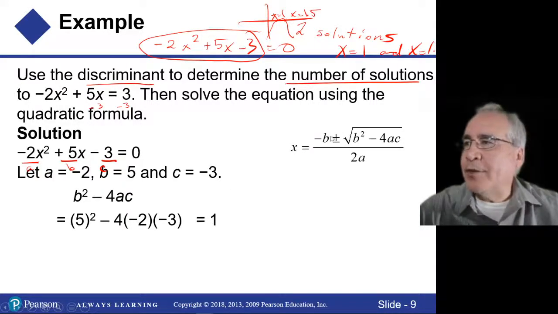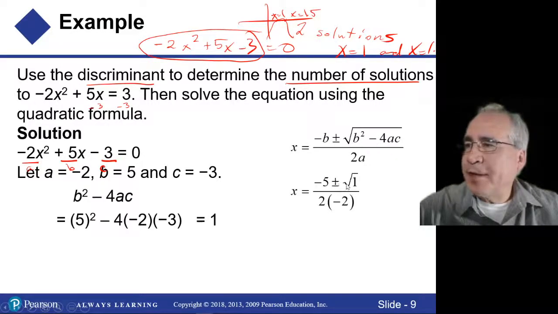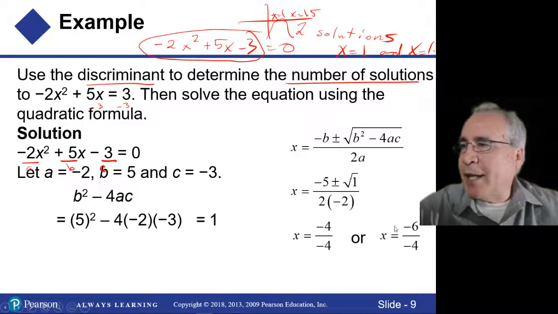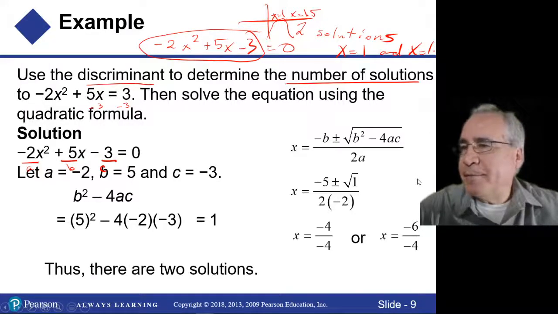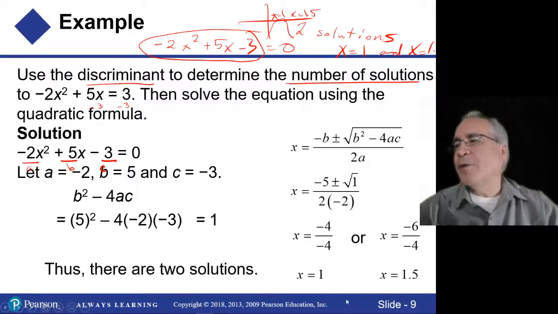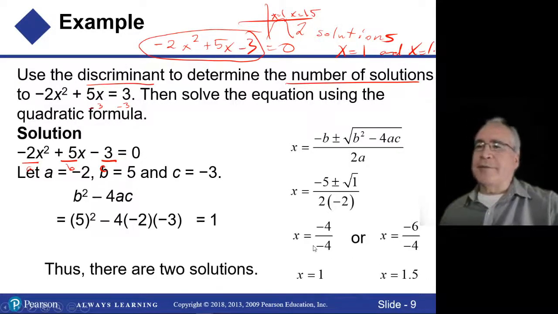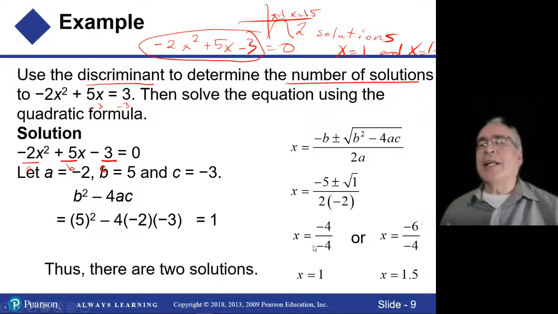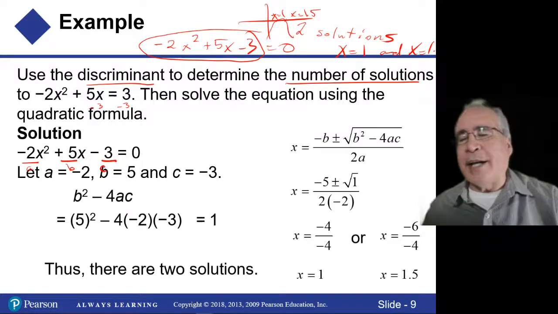Okay, so now they don't have to recalculate the square root part. They already know that the discriminant's 1, so they just plug that in. They do have to plug in b there and there. So then you get negative 4 over 4, which is 1, and you get negative 6 over 4, which is 1.5. Two solutions, 1 and 1.5. Okay, so we got it graphically perfectly fine.